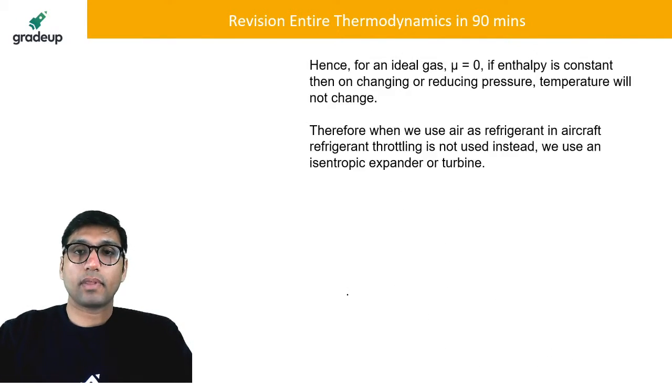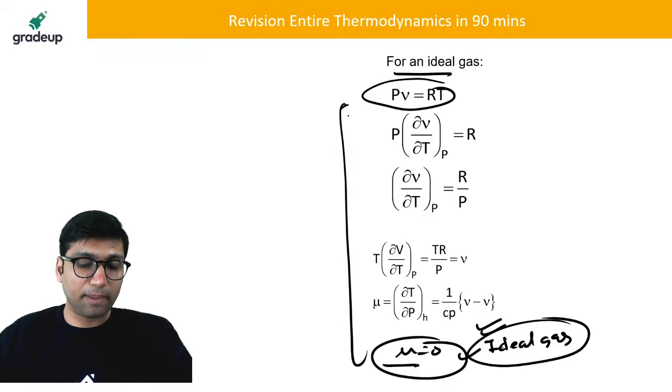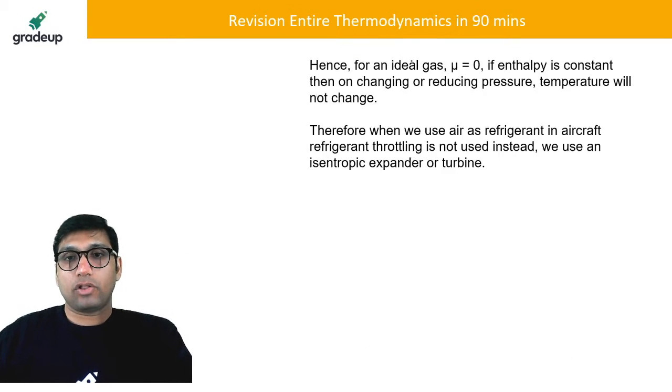Okay. Here is the derivation for that. You will get this derivation in the PDF. I will send the PDF in the Telegram group, so you can download the PDF from there. Now Joule-Thomson coefficient for ideal gas is 0.